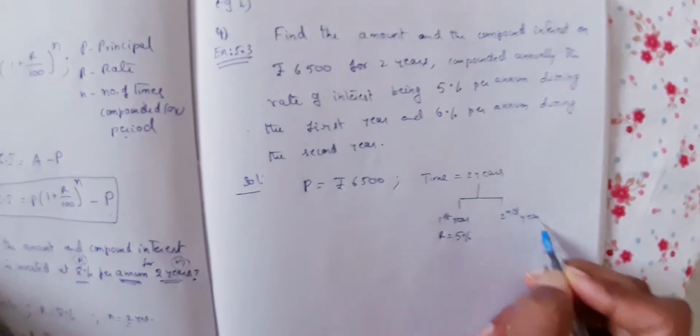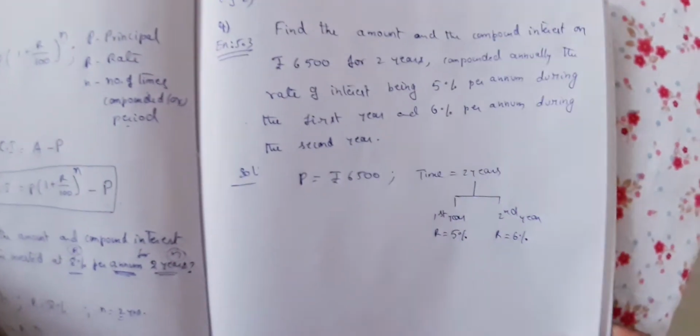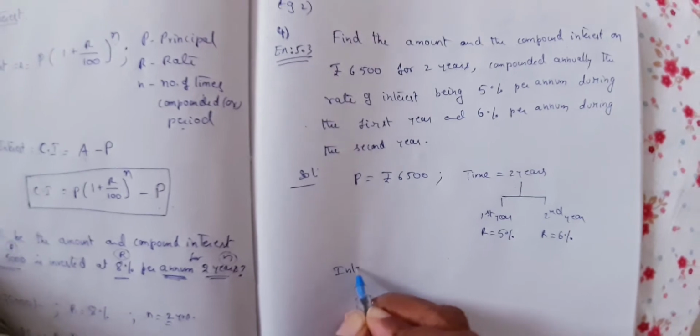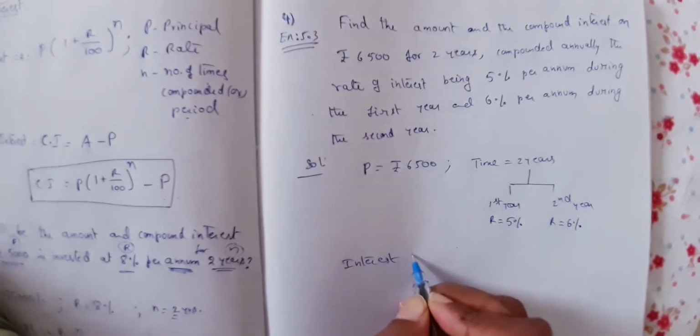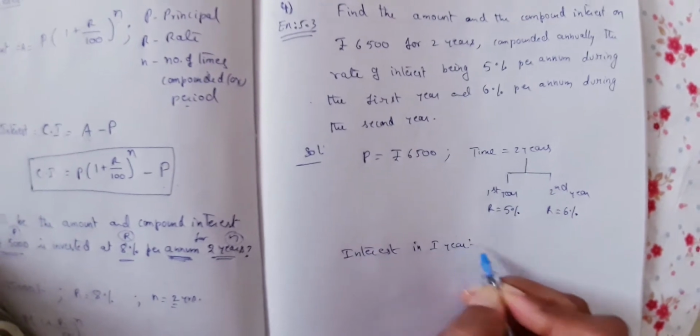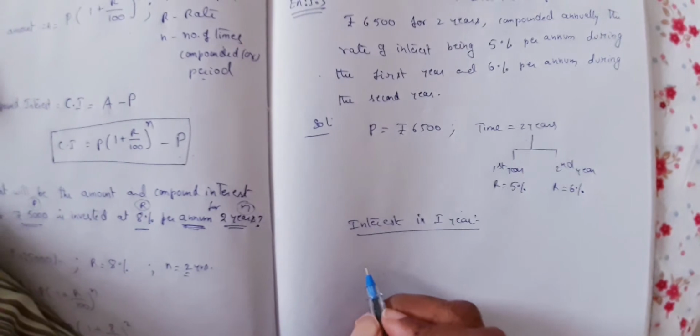Second year R is equal to 6%. So you are going to find both, right? So now the interest in the first year, this is what we are going to find. That is simple interest only.